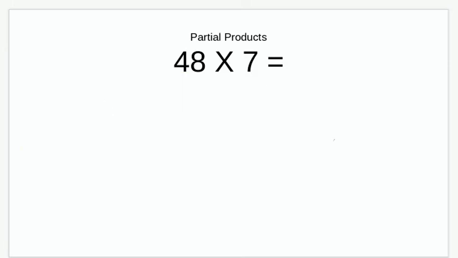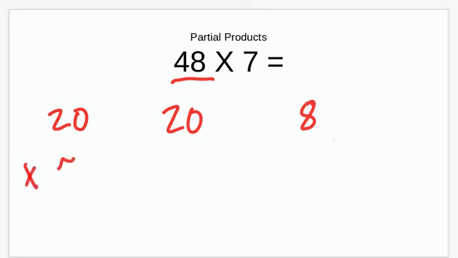All right, 48 times 7 this time using partial products. So 48 is my 2-digit number that I'm going to break into friendly parts. I'm thinking 20 and 20, because that makes 40. And then I have my 8 ones. And each of these parts I need to multiply times 7. So 20 times 7, 20 times 7, and 8 times 7.